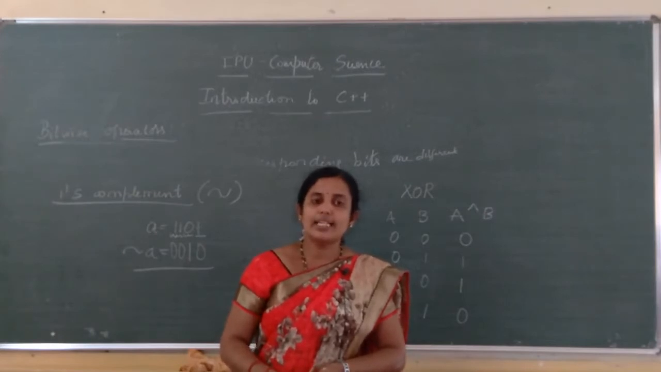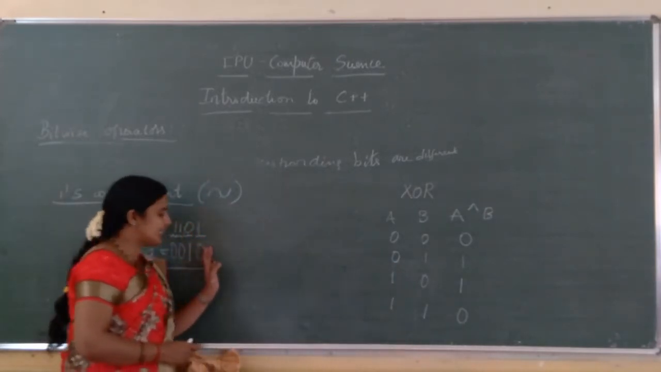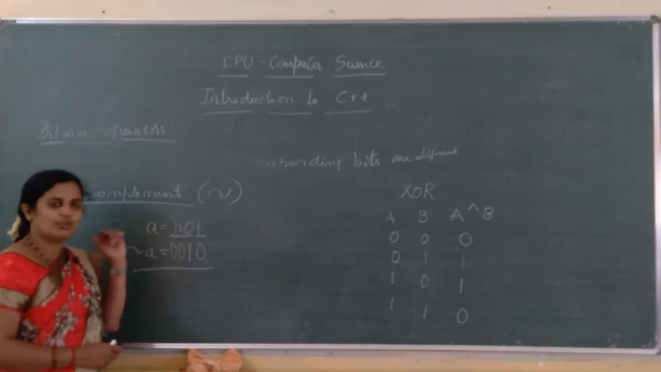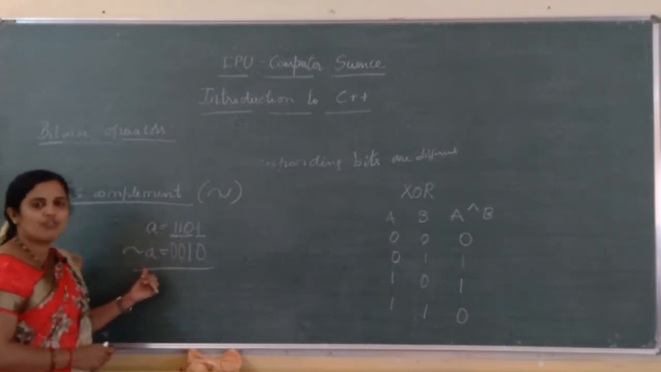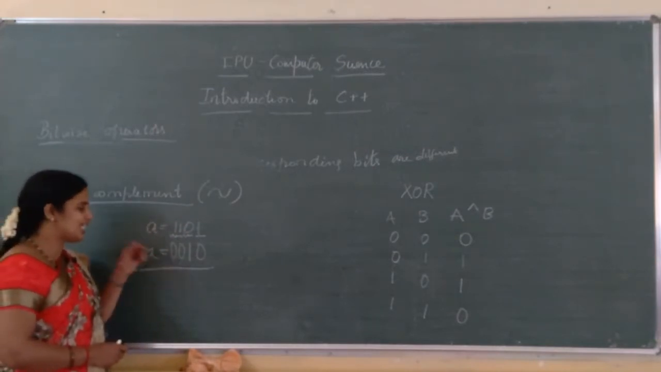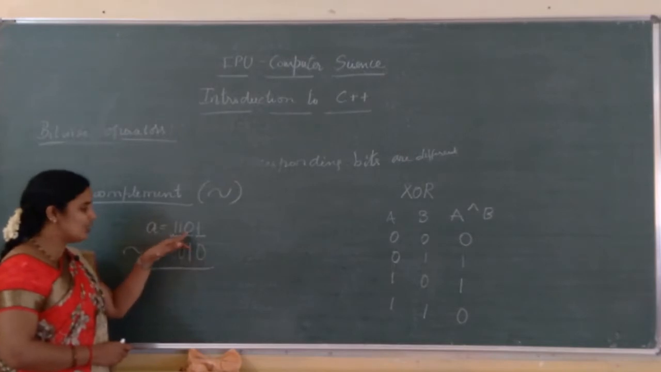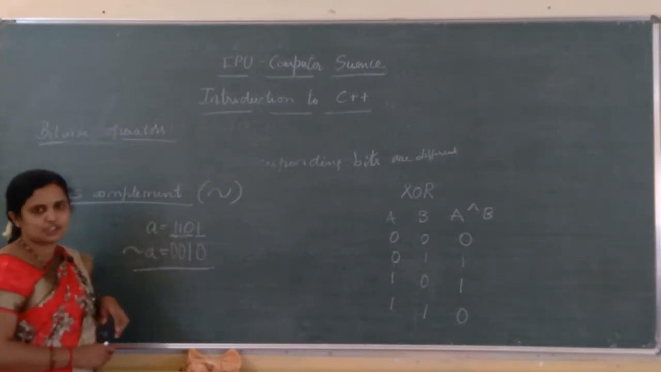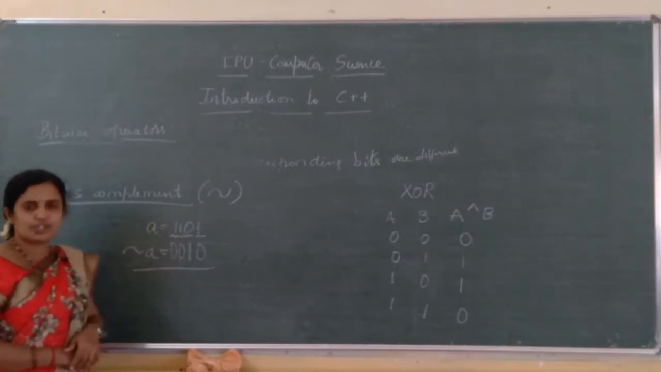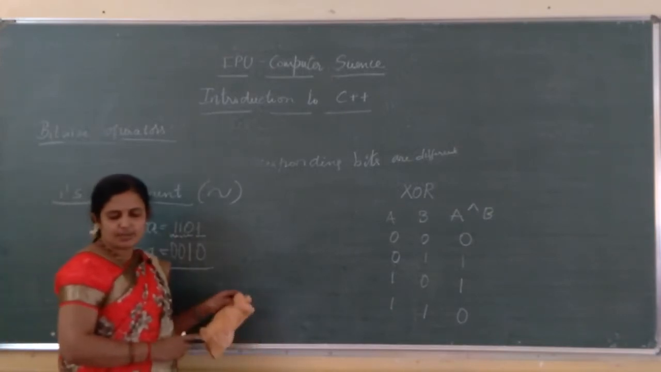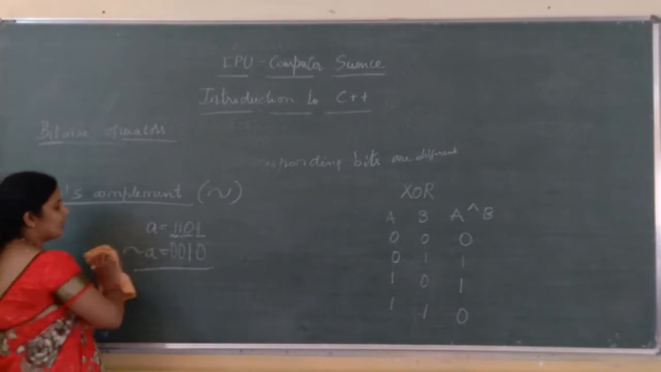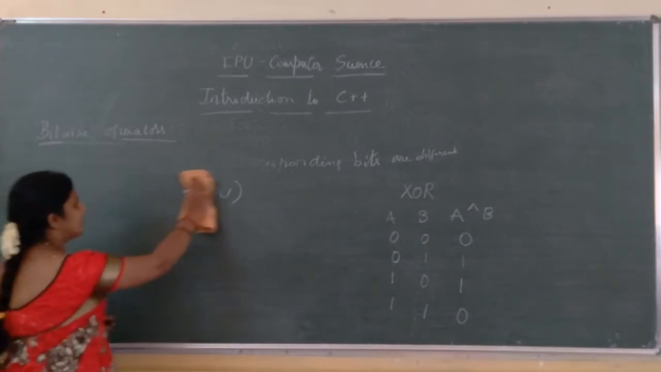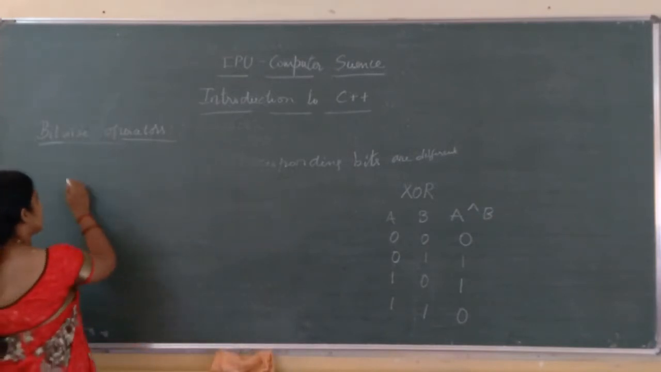And here suppose I consider A as 1 1 0 1, I get the ones complement of A: 1 is changed to 0, 0 is changed to 1, 1 is changed to 0, and this 1 is changed to 0. So I get 0 0 1 0. Next we will move on to the next bitwise operator, that is left shift.